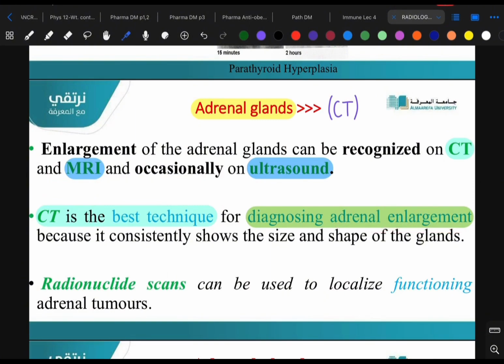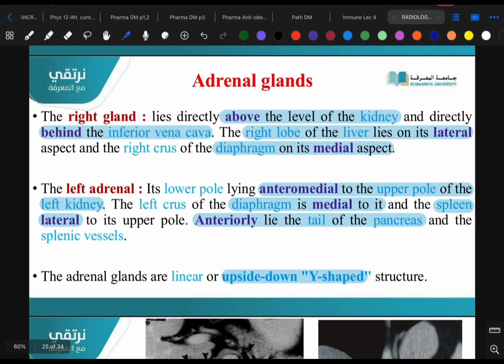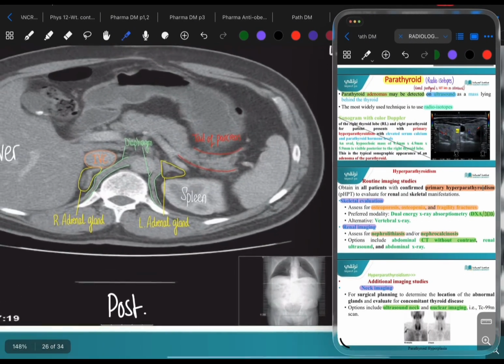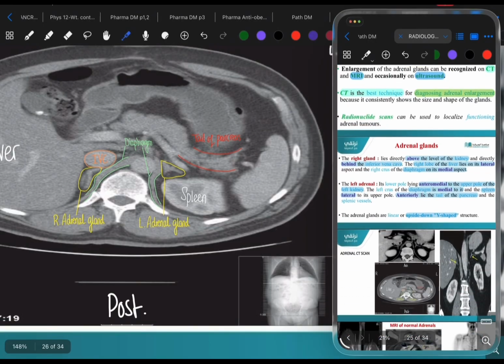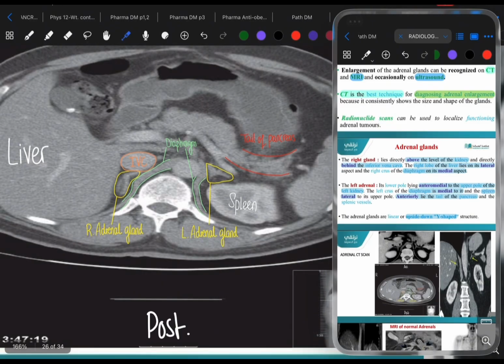Here we can see the anatomy of the adrenal gland. We're going to see it here because it's easier to understand. So let's go here. It's telling us right or left. We know we have two adrenal glands, the right and the left. So let's start with the right.